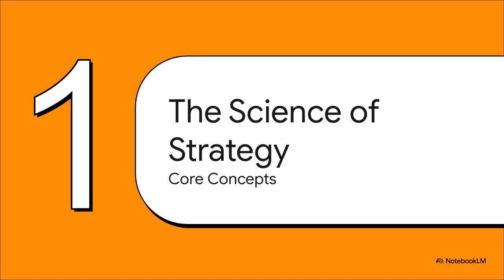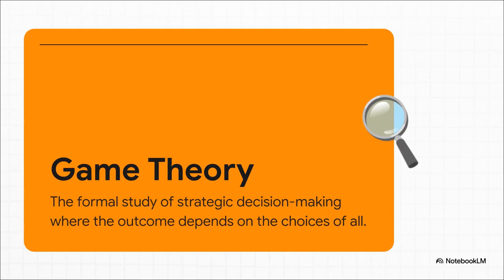Okay, so to really get our heads around those situations, we've got to start with the fundamentals. What exactly is this science of strategy? At its heart, game theory is really a toolkit. It's for any situation where your best possible move depends entirely on what the other players are going to do. And don't just think about business or chess. This applies anytime our fates are intertwined.